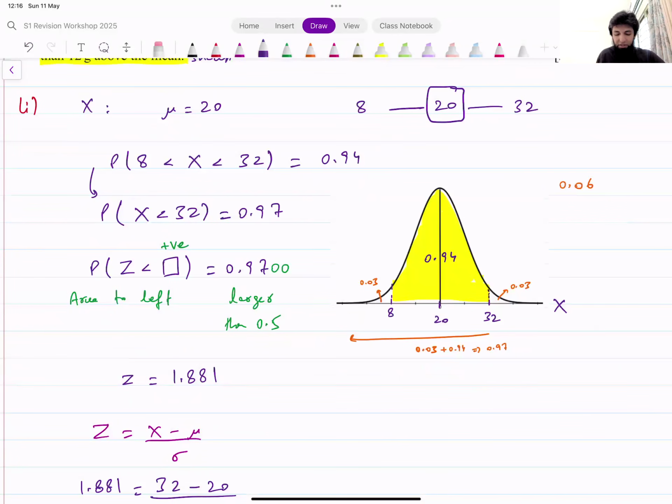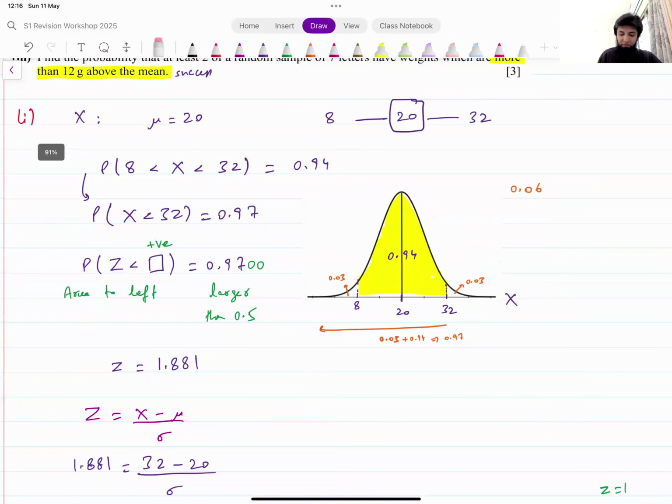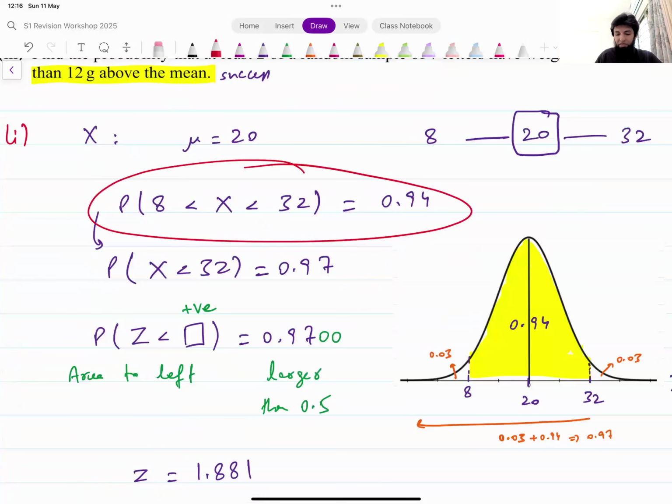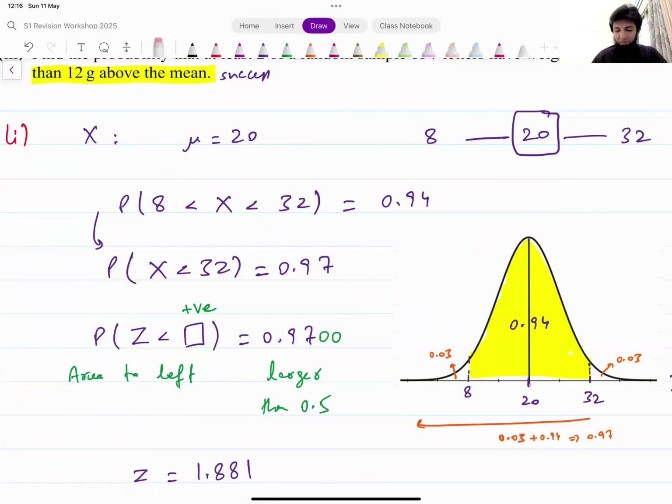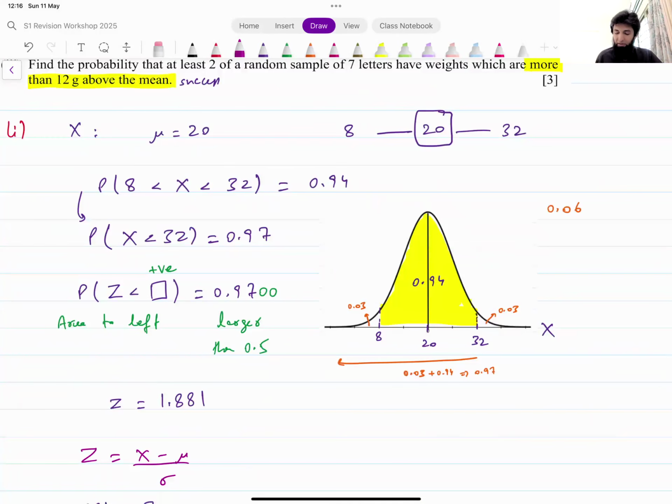You convert it to Z, write this in terms of Z, figure out whether Z is positive or negative, find the value of Z from the table, and put that in the formula, and you get that value for standard deviation. So if you have two-sided intervals in inverse normal like this, you have to somehow figure out a way to convert them to one-sided intervals. So that's what you could do in this case using the symmetry of the curve.